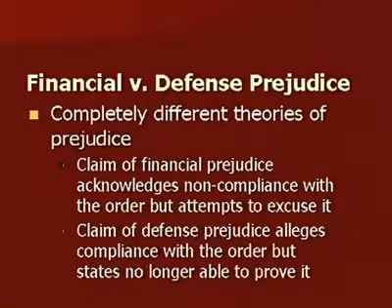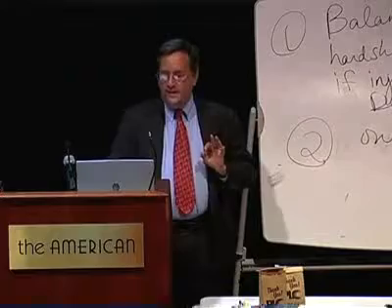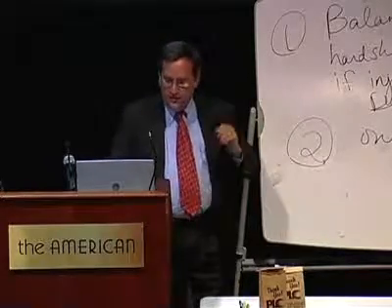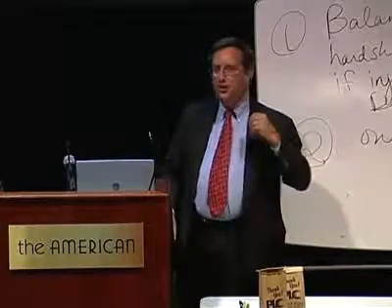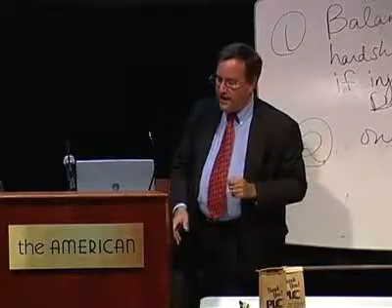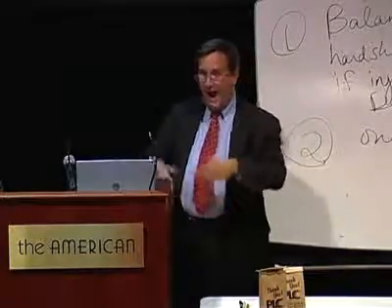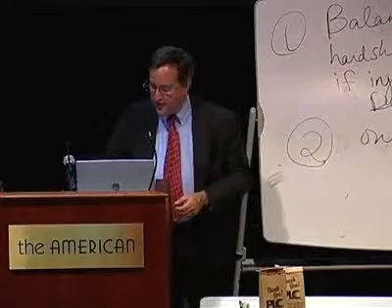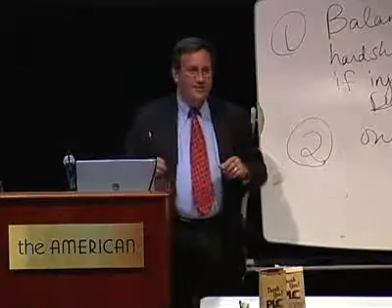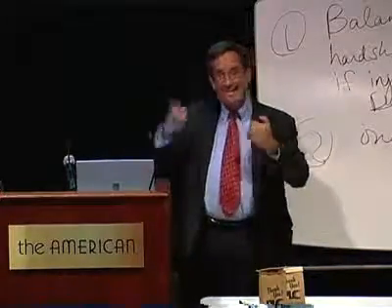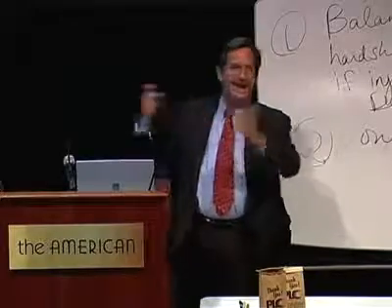They're completely different defenses. You can think about them as being the defense, but they rely on completely different factual predicates. The claim of financial prejudice, basically you're acknowledging the non-compliance, but you're attempting to excuse it. I didn't comply, but here's my excuse. Defense prejudice is a completely opposite argument. I did comply with the order, but I can no longer prove that.